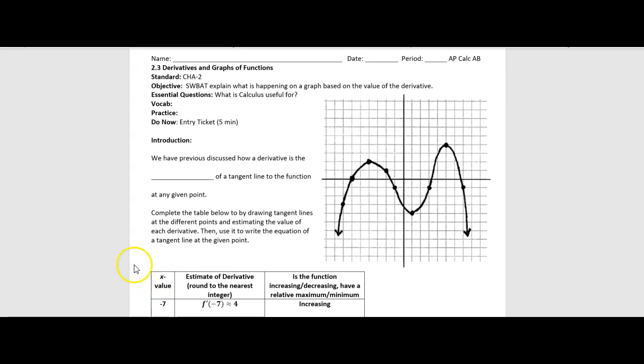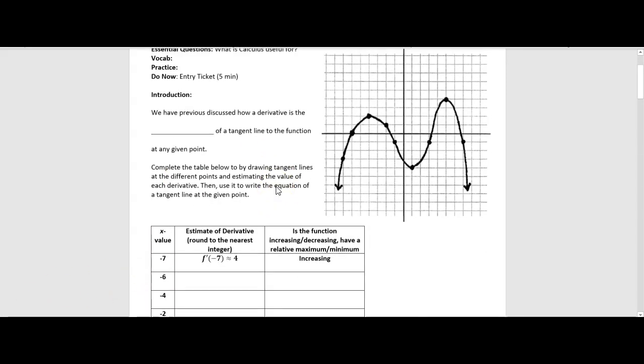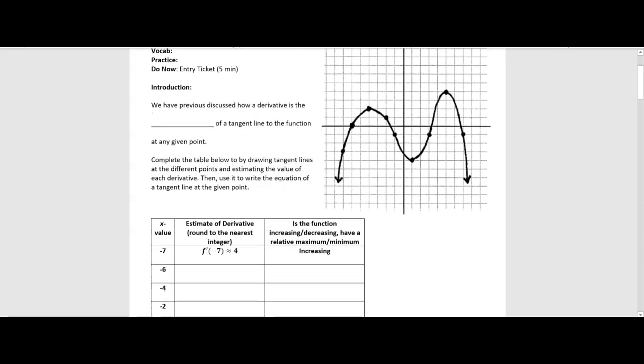Let's do a quick one-sentence review from yesterday, or the last video. It says, we have previously discussed how a derivative is the blank of a tangent line to the function at any given point. So another name for derivative is slope of a tangent line.